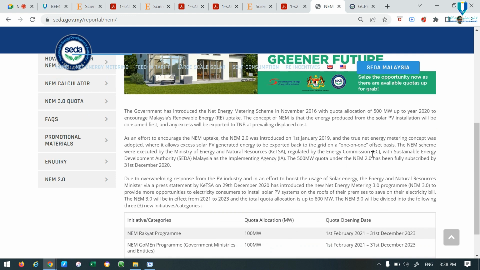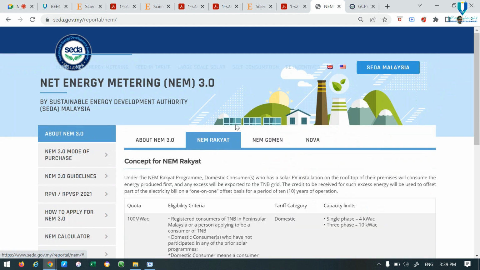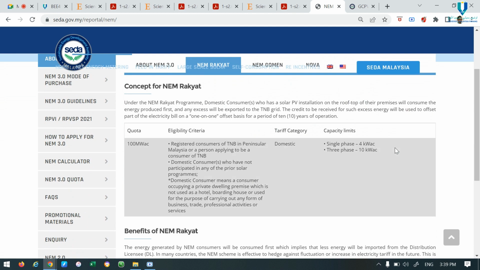3.0 is because from the 2.0. Okay, 2.0. Alright, so there are some packages here. 3 packages. NEM Rakyat. Okay, NEM Rakyat.